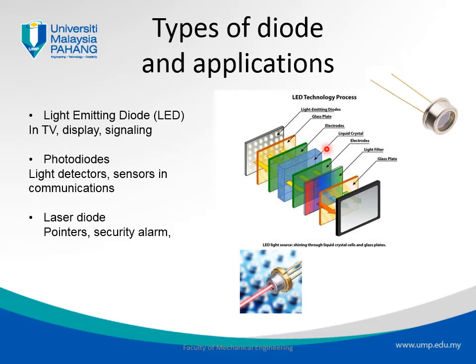So where do we use diodes today? There are a lot of types of diodes. Here I list several examples that we are probably familiar with, which we can see in daily applications. The first one is the light emitting diode, or LED. We've seen this in displays, in signals like traffic lights, in illumination for decoration, and even in television. This is a sample of the LED technology used in our television.